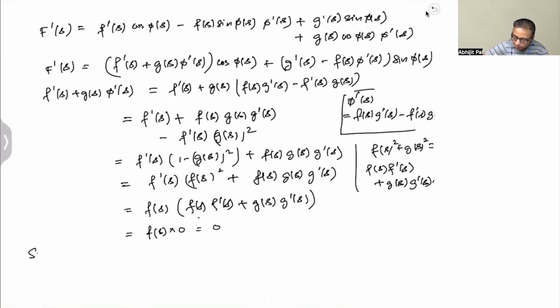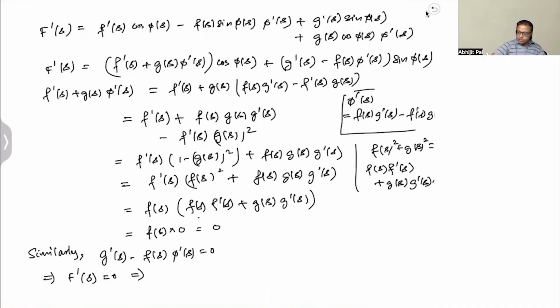So similarly, g prime s minus f s times phi prime s is equal to 0. So this shows that this F prime s is equal to 0. So this implies that this function F is constant. So F is a constant function.